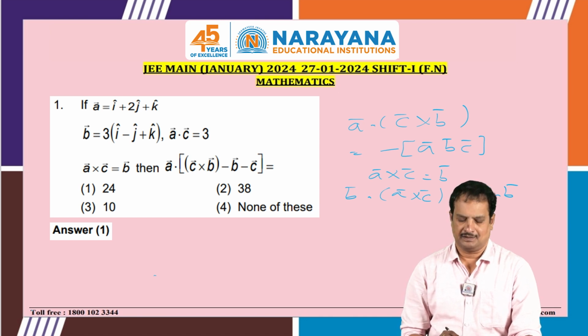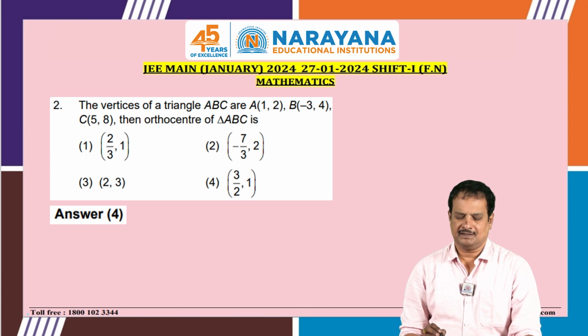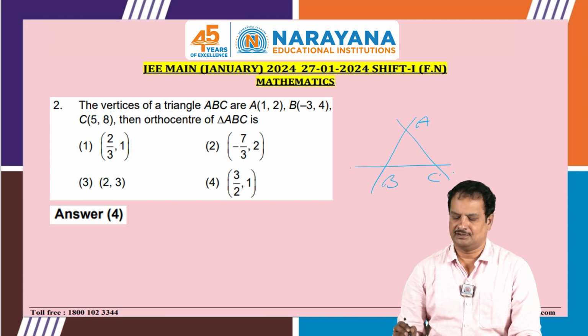Now let's go for the next question. The vertices of a triangle ABC are given. What is the orthocenter of the triangle ABC? It's a straightforward question. Simply find the altitude passing through the vertex A, because the orthocenter, according to the definition, is the point of concurrence of the altitudes of a triangle.